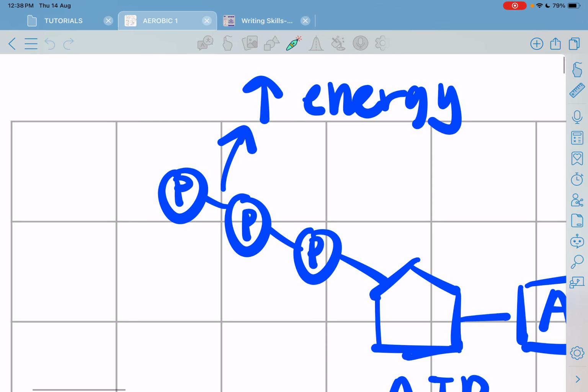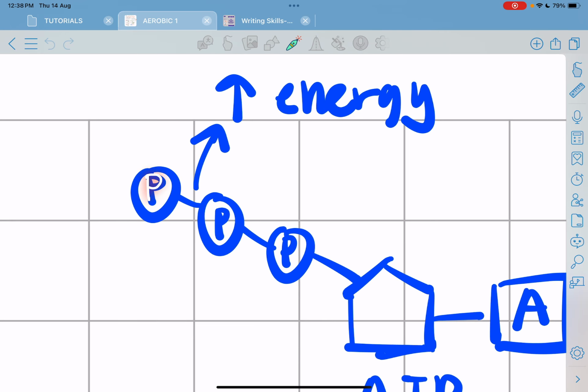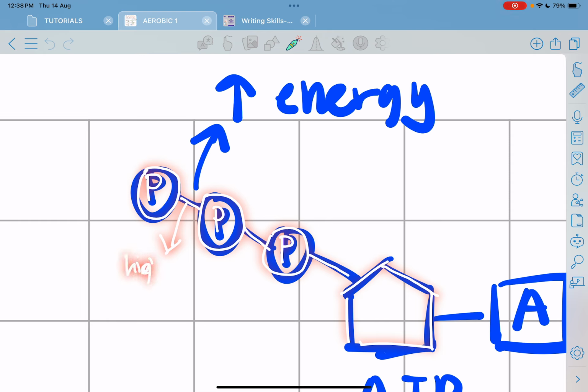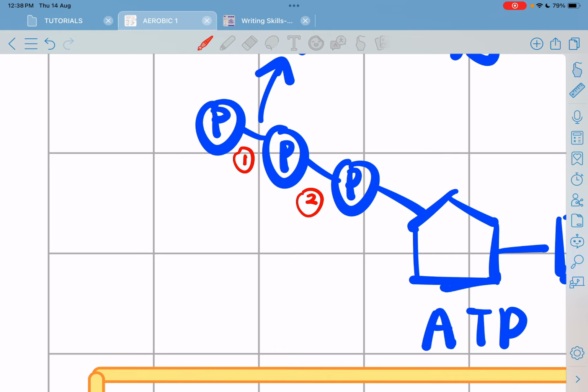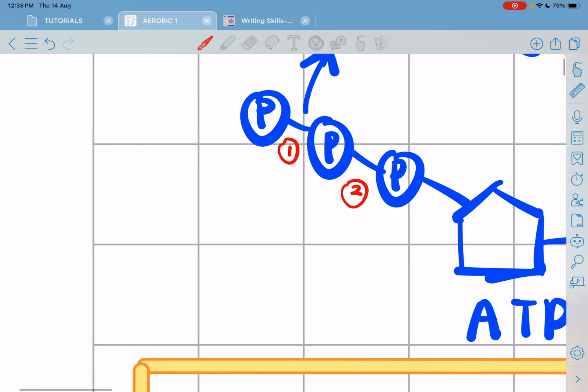Okay. Now, for every single phosphate, see, phosphate 1 binds with phosphate 2, binds with phosphate 3, and then it binds with the ribose sugar. This one is what we call a high energy bond. And how to know among all these bonds? Let me write. First bond and second bond. Which one has the highest energy bond is the number one.